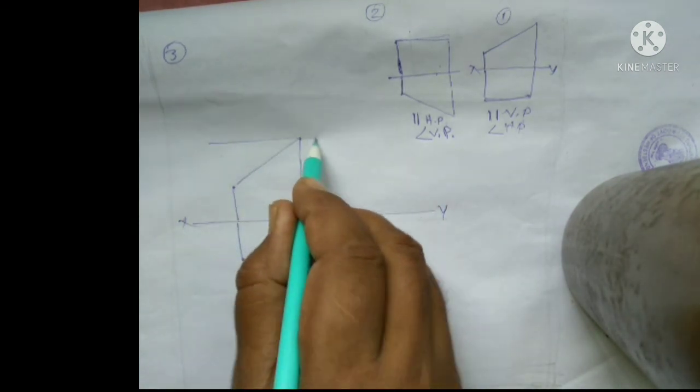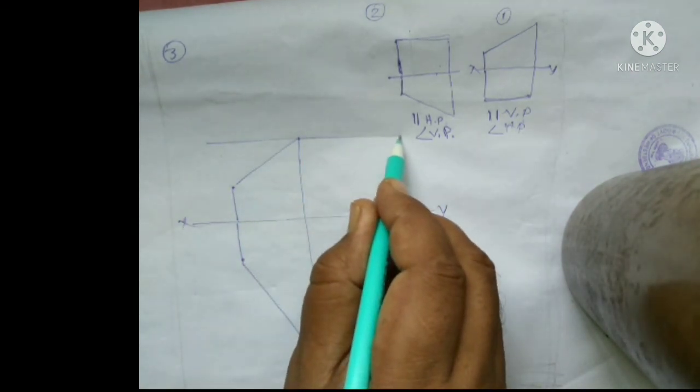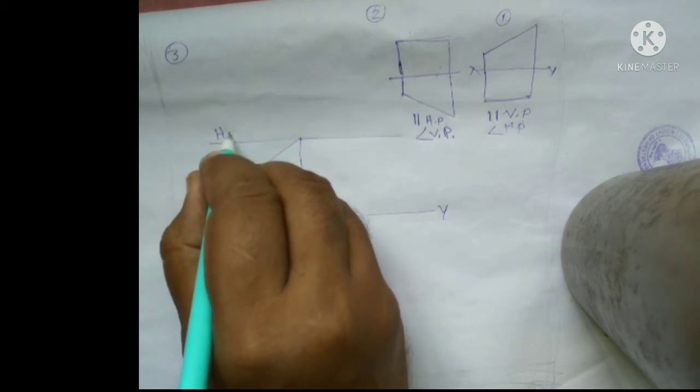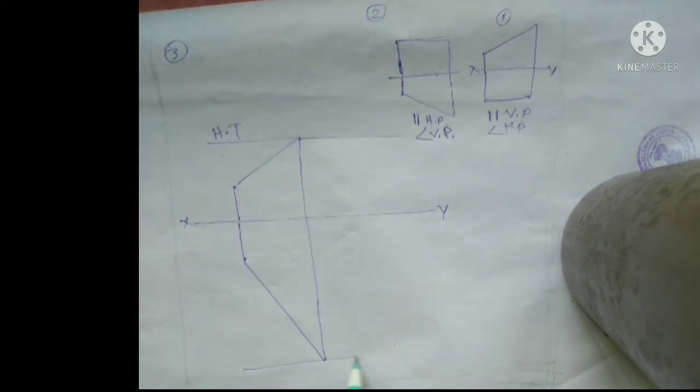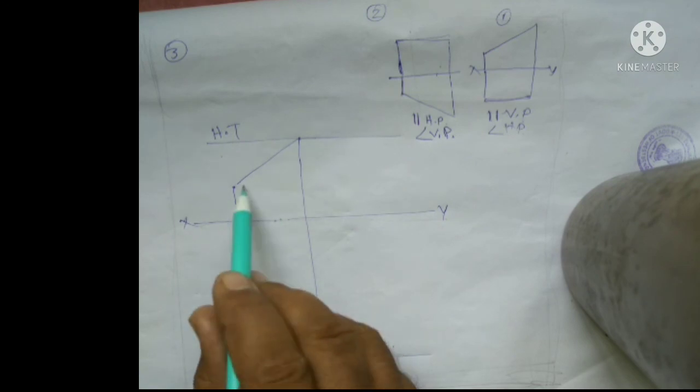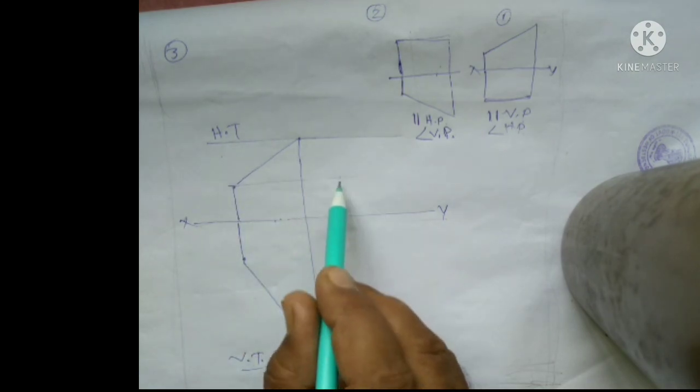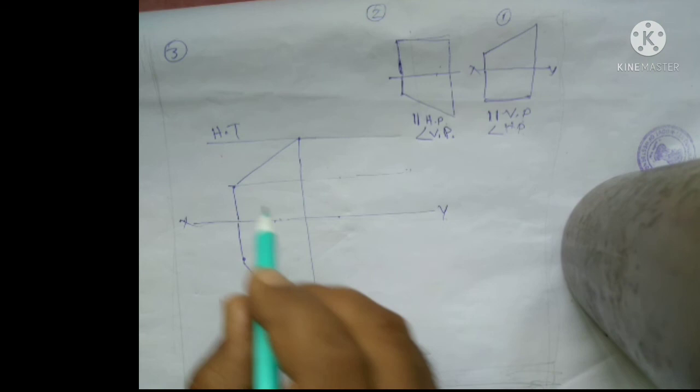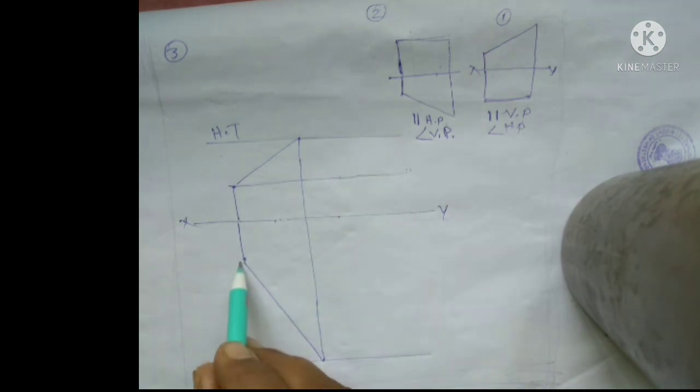Then draw the horizontal trace, which is parallel to HP, that means parallel to the XY line. Now draw the vertical trace, which is parallel to the vertical plane, that means the XY line. Again we will draw a parallel line of XY starting from the front view. Next draw another parallel line of XY starting from the top view.